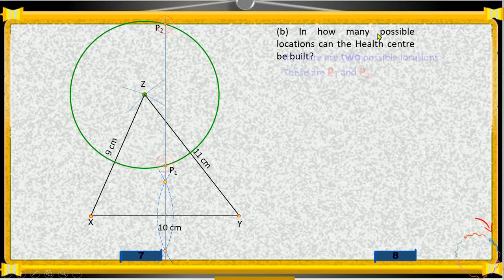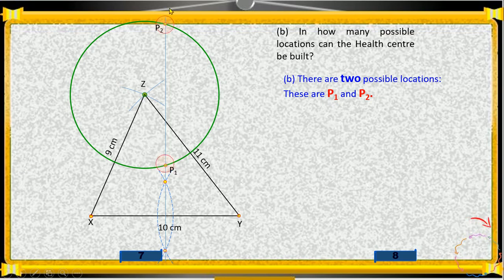So in how many possible locations can the health center be built? The answer is, as you can see the points being highlighted, there are two possible locations. These points are P1 and P2. P1 here and P2 at this point. So now we go to question C. Measure and record the distances of the location from the town X. From the town X, we are going to measure XP1 and measure the distance XP2.